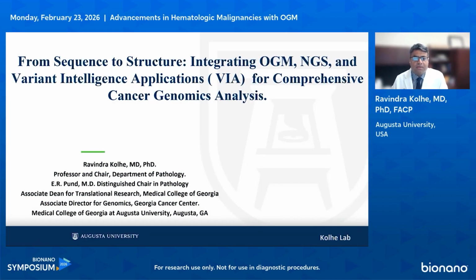My name is Ravindra Kolhe. I'm the professor and chair of the Department of Pathology at Medical College of Georgia. And today I'm going to talk about how we are integrating OGM and NGS along with VIA for our research in comprehensive cancer genome. The title is Sequencer Structure, Integration of NGS and VIA for Comprehensive Cancer Genomic Analysis.